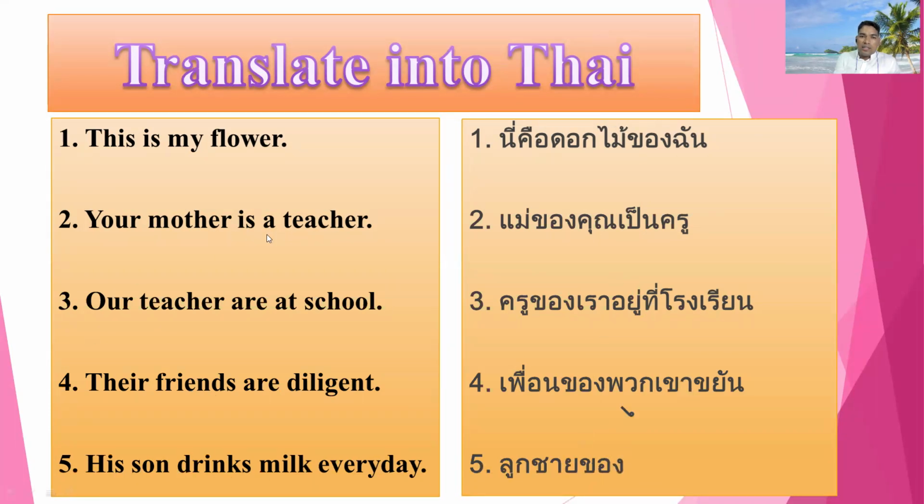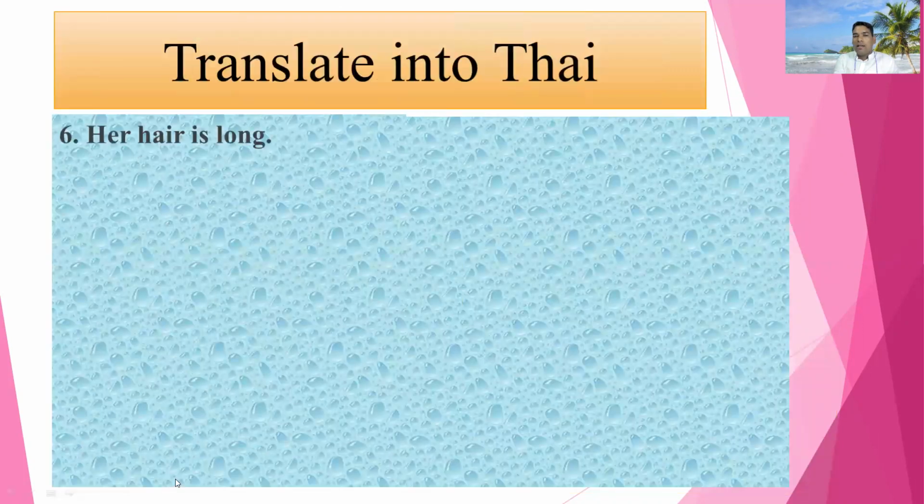In all these sentences: my flower is a possessive adjective, your mother is a possessive adjective, our teacher is a possessive adjective, their friends is a possessive adjective, his son is a possessive adjective. The next slide talks to you again about translating into the Thai language. In this one there are a total of 10 sentences, and 2 slides are made for the 10 sentences.